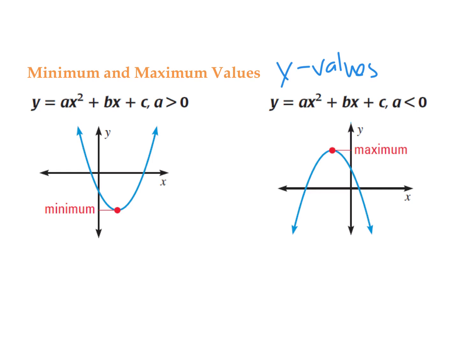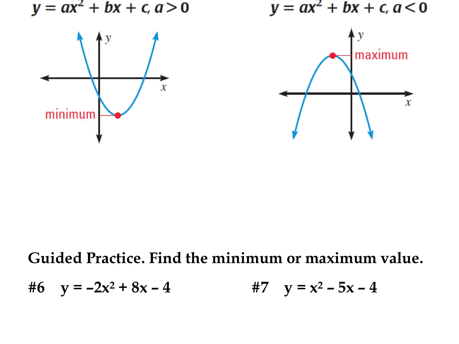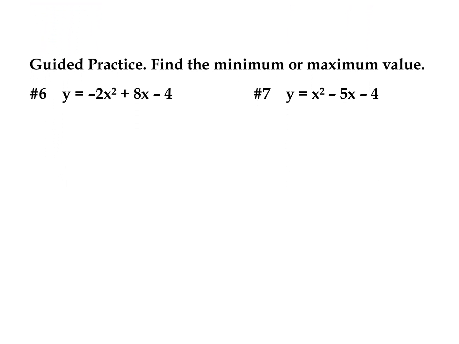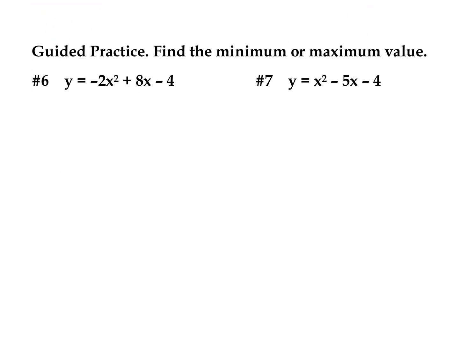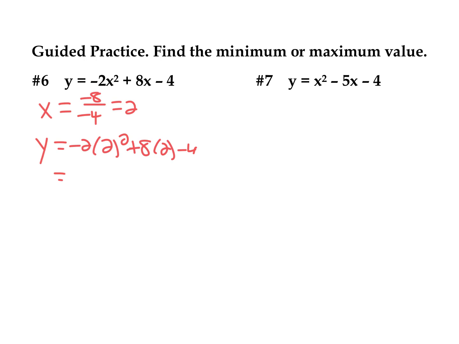How do we do that? Well, we're going to start with x equals negative b over 2a, and then plug that in to get that y value. In this first example, number 6, we calculate x equals negative b over 2a, so that's negative 8 over 2 times negative 2, which is negative 8 over negative 4, that's 2. And I can plug a 2 in now to find the y value. That's negative 2 times 2 squared plus 8 times 2 minus 4. So 2 squared is 4 times negative 2 is negative 8, plus 16, minus 4. That's 8 minus 4, which is 4.